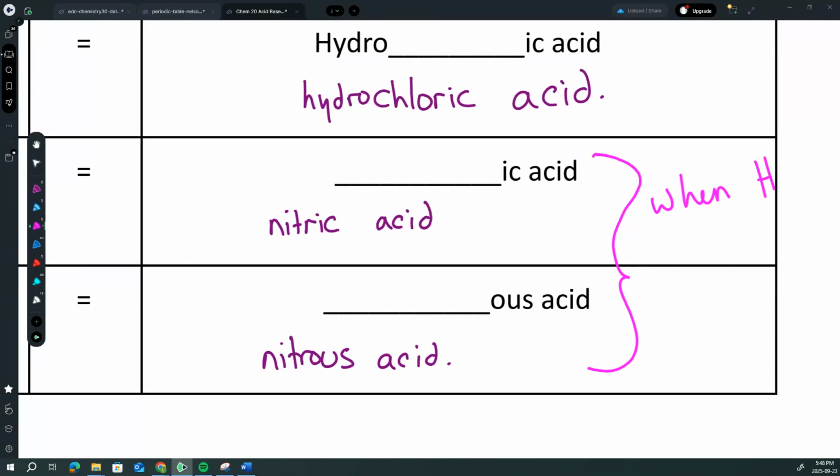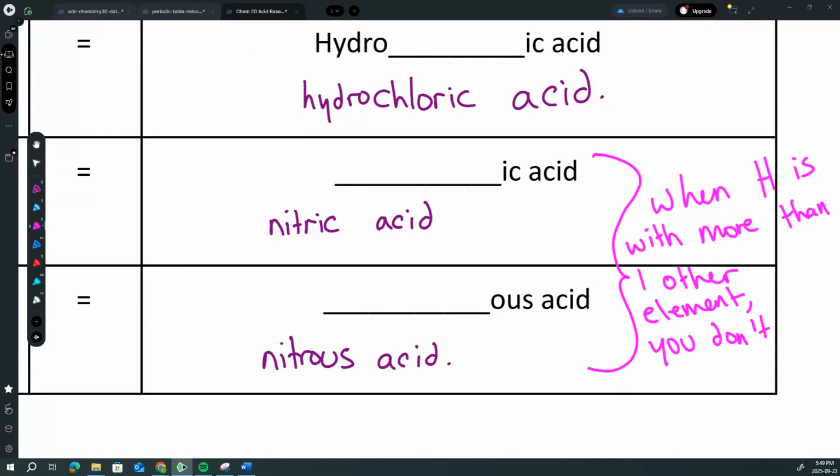So when hydrogen is with more than one other element, you don't need the word hydro in your name.